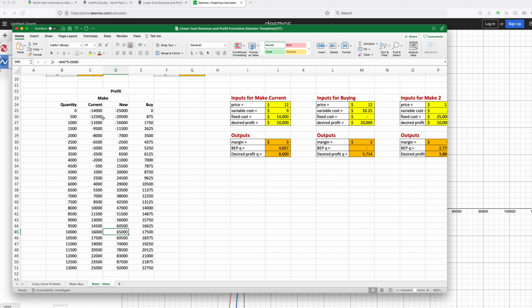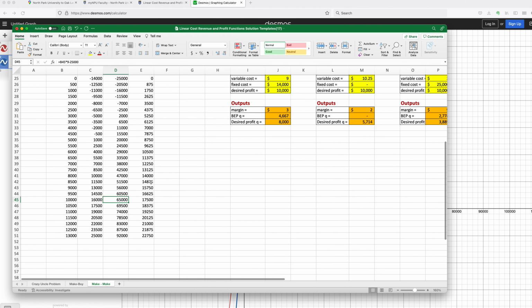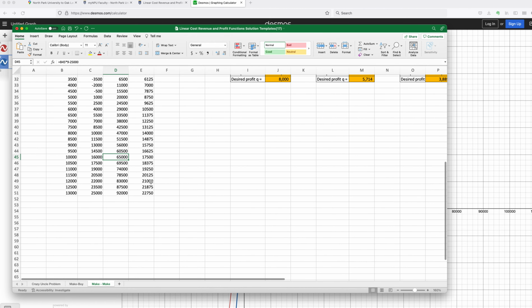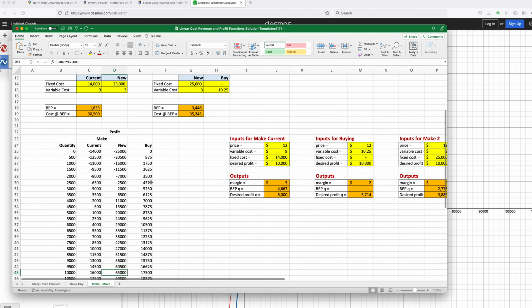With the current machine, with a margin of 3 and a monthly nut to cover of 14,000, we have to sell almost 5,000, above 4,500, to start breaking even. With the new machine, we're making money by the time we reach 3,000 units a month. Of course, when we buy, we're always making a profit because there's no fixed cost to overcome, whatever small volumes we're making.